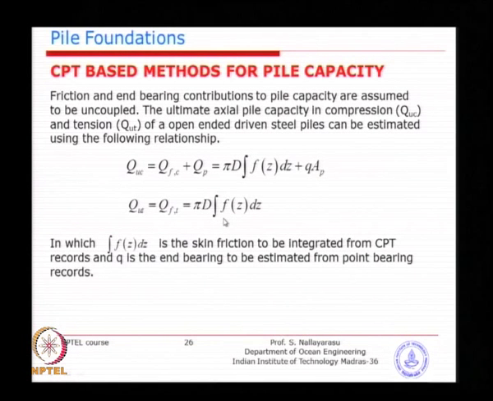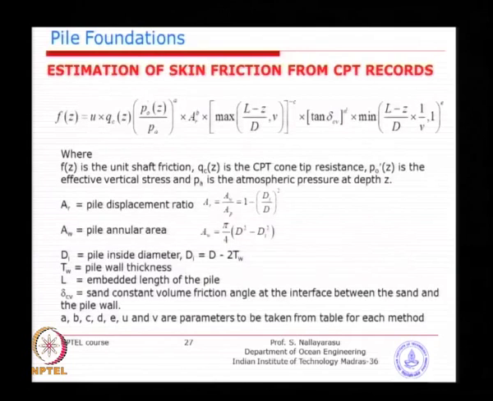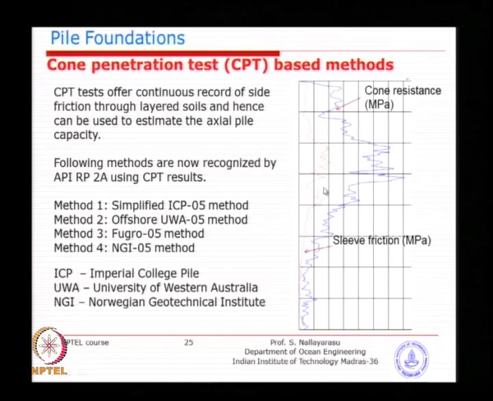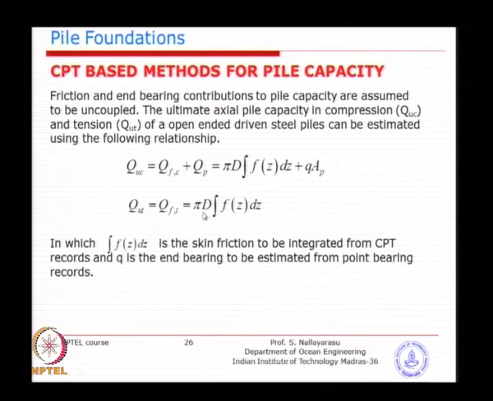In terms of tension capacity, you do not have the end bearing. So basically it is coming out, and the idea of getting this f_j from the measured cone sleeve friction, this is the sleeve friction, the red color one, is to get the idea of f_j. f_j is the frictional resistance.